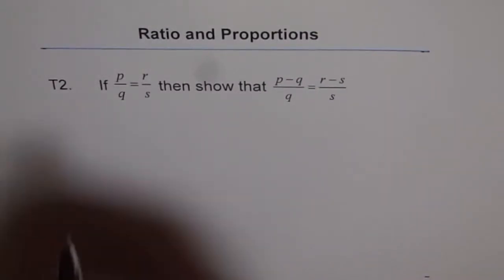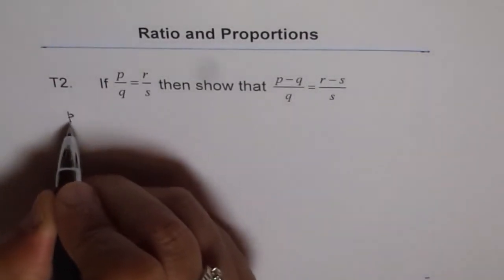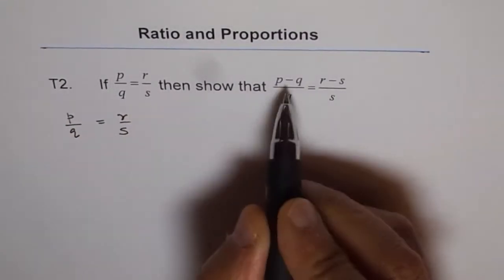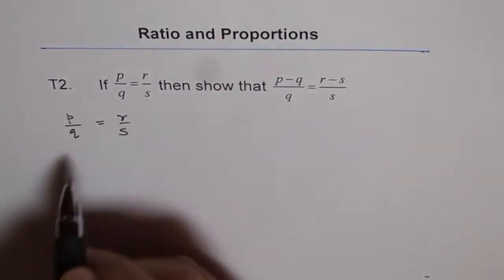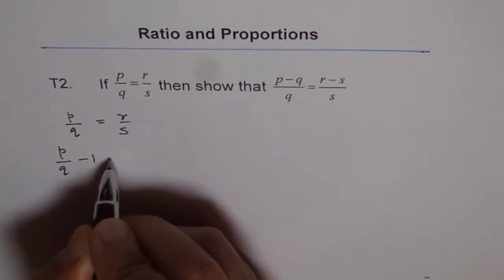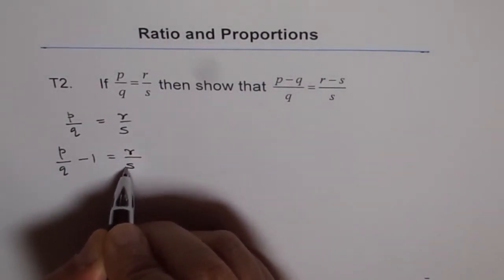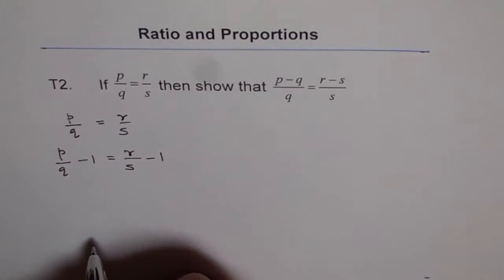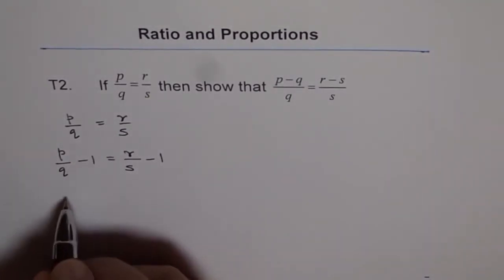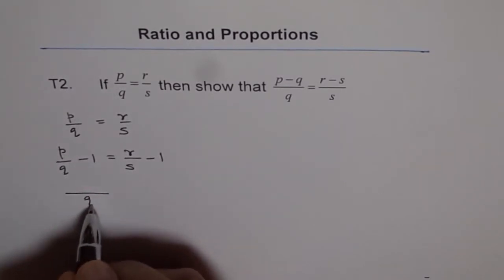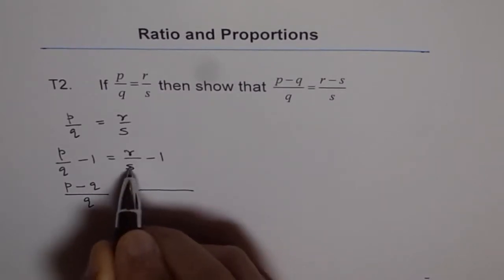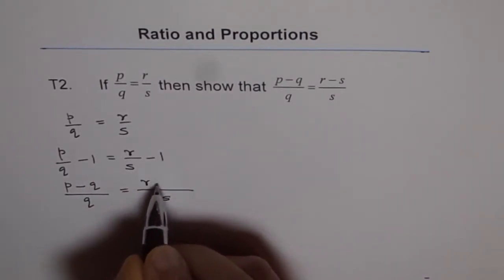One method is that we start with this P over Q equals R over S, right? Now since there's a minus here, let's take 1 away from both sides. So we get P over Q minus 1 equals R over S minus 1. Now let's take a common denominator and subtract 1. So the common denominator is Q here. We get (P minus Q) over Q equals, the common denominator is S here, (R minus S) over S.